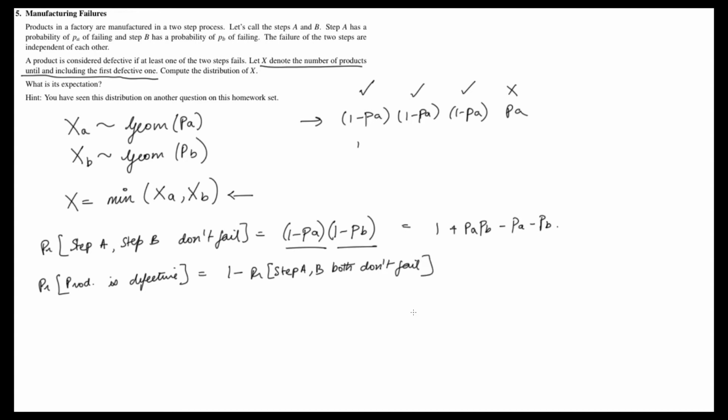If at least one of them fails, the probability that at least one of them fails is 1 minus the probability that both don't fail, which is equal to 1 minus this thing, which is equal to PA plus PB minus PA PB.